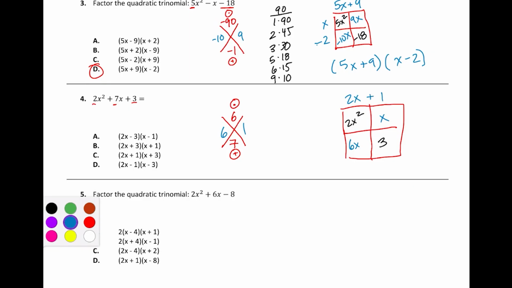Looking at the rows, the first row has a GCF of x, and the second row has a GCF of 3. So the second factor would be x plus 3. Our two factors are 2x plus 1 and x plus 3. So our answer is, let's see here, it is C.